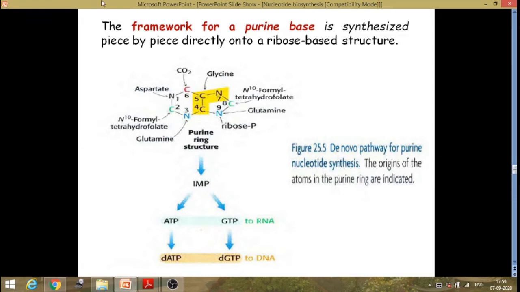Then in contrast to that, the framework for a purine base, अगर purine base है nucleotide की, the framework for a purine base is synthesized piece by piece directly onto a ribose based structure. तो पहले से ही राइबोस फॉस्फेट मॉलिक्यूल रहता है, उसके ऊपर एक एक करके एटम्स लगते हैं, बहुत सारे रिएक्शंस होते हैं और एक purine ring फॉर्म होती है. ये बहुत लंबे रिएक्शंस होते हैं, I guess 11 reactions इसमें होते हैं to form purine nucleotides. ठीक है, तो ये बेसिक था बताने के लिए.